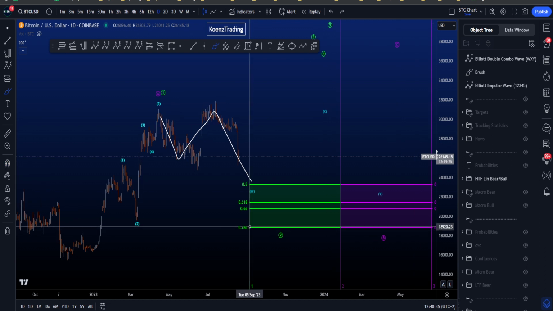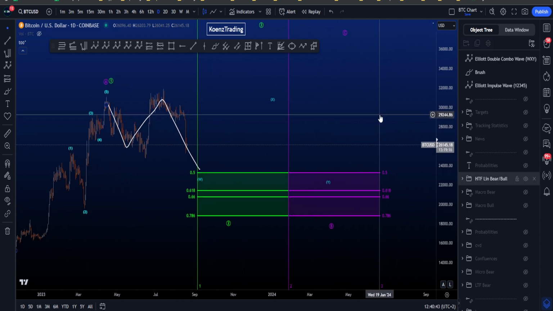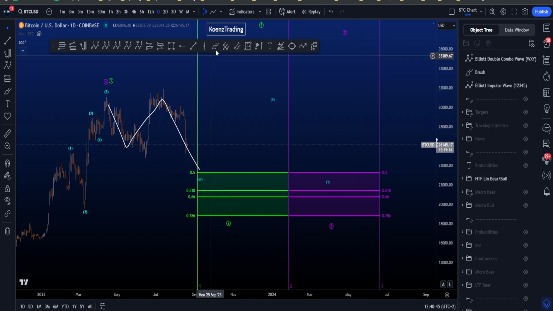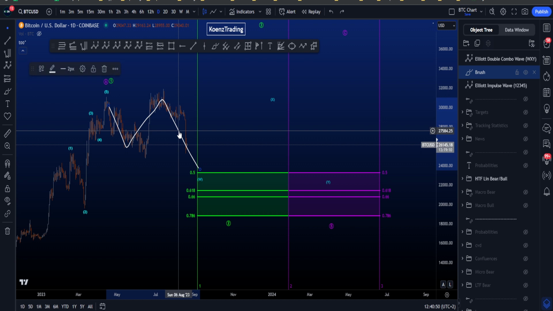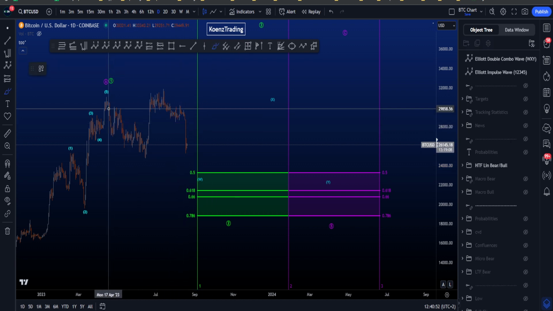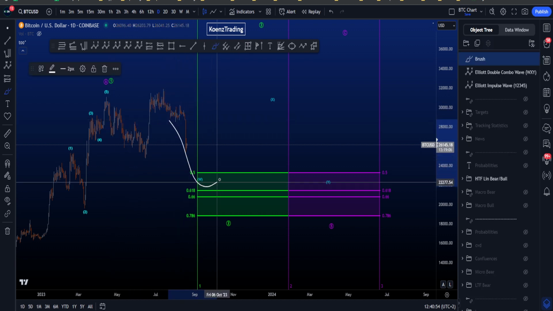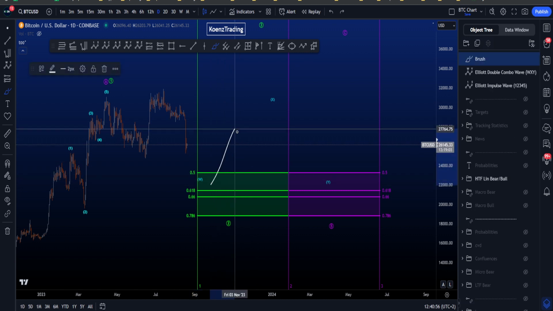Now the 1-to-1 in green is currently sitting on the 5th of September. The 2 over here is sitting on the 27th of January next year. And the 3 is on the 19th of June 2024. So even if this structure to the downside is completed and eventually price, based on probabilities, has a higher probability of moving to the upside, the move to the upside is important.